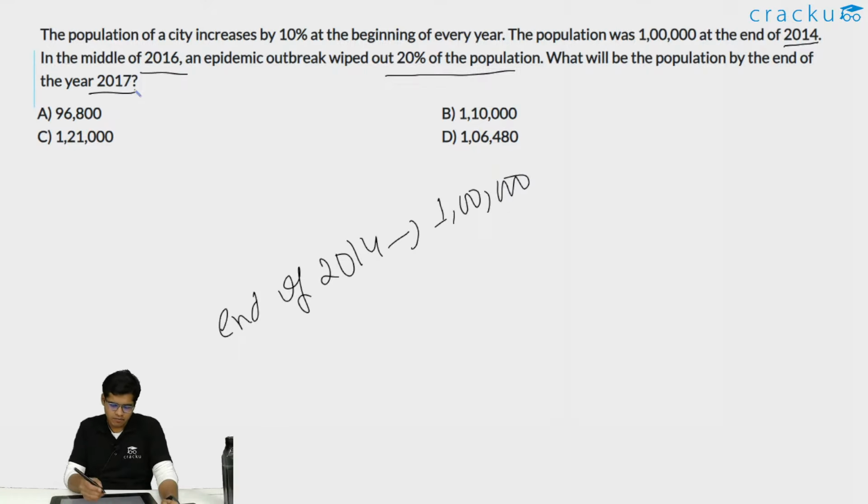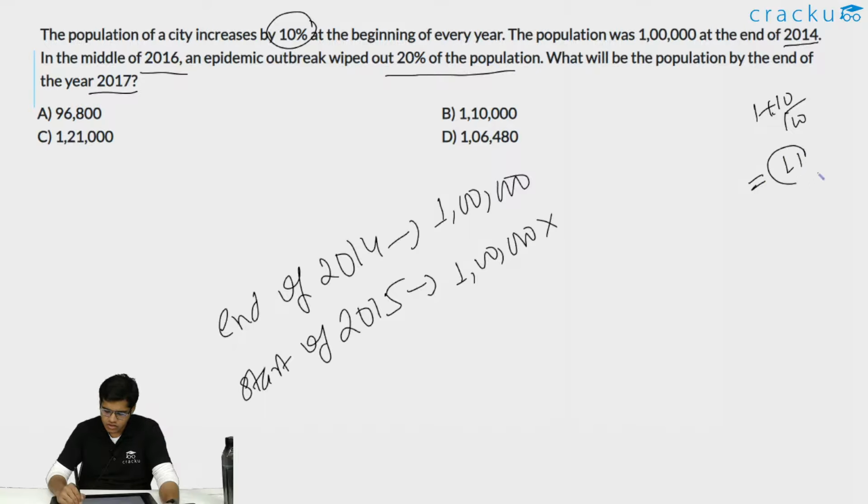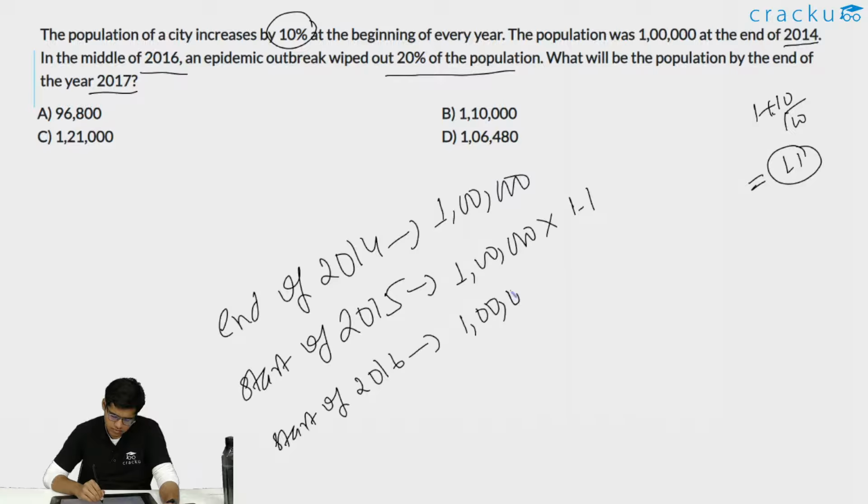Now it is given that at the beginning of every year it increases by 10%, which means at the starting of 2015, the population would be 1 lakh with a 10% increase. And 10% increase means what, guys? This means the multiplying factor would be 1 plus 10 by 100, so it is 1.1. Right? Then starting of 2016, again the same scenario, the multiplying factor would be 1.1 into 1.1, right?